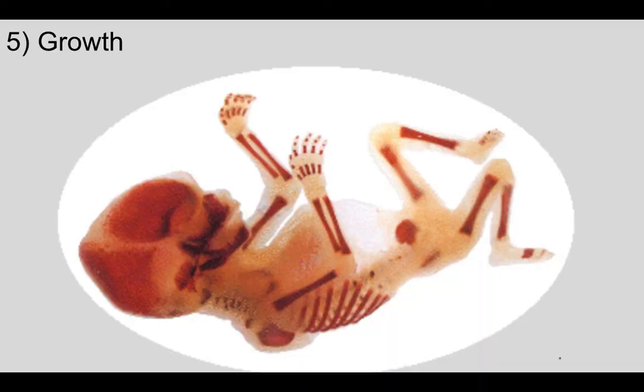Growth. So you can see from this, I don't know if it's an x-ray, this fetal skeleton, you can see where the red or orangish color is. That's where cartilage has started to be replaced by bone. But all of those places that are just sort of yellowish, it's just cartilage. There's no bone in there at all.